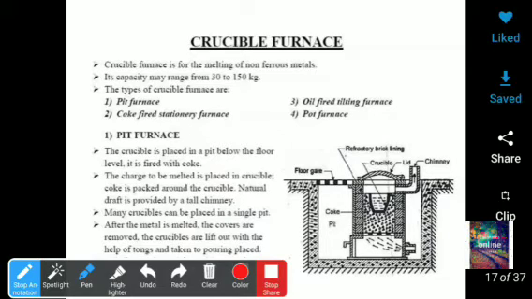Round furnaces are more efficient than square furnaces. Here you can observe the line diagram on screen. This is the main key line diagram for this one.